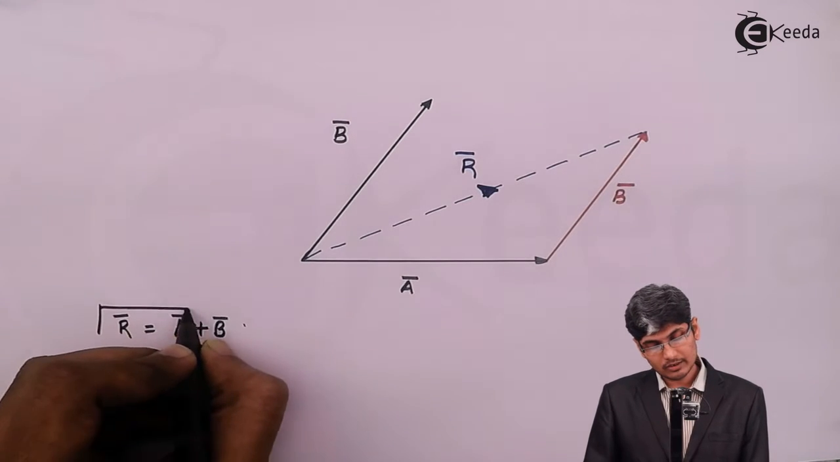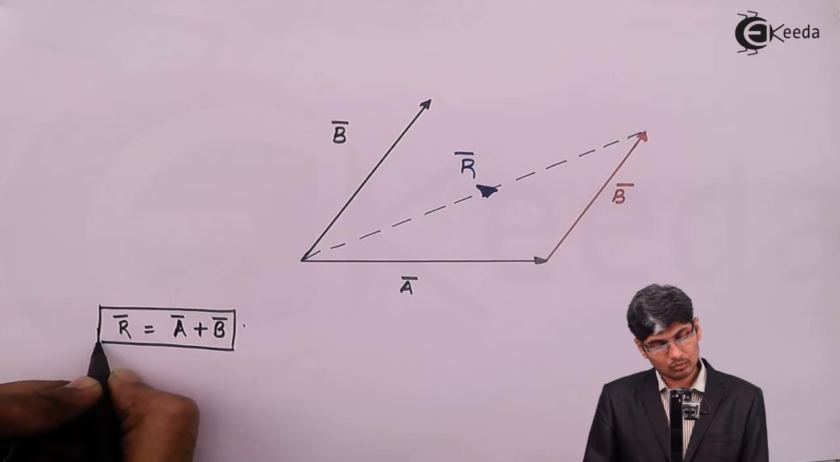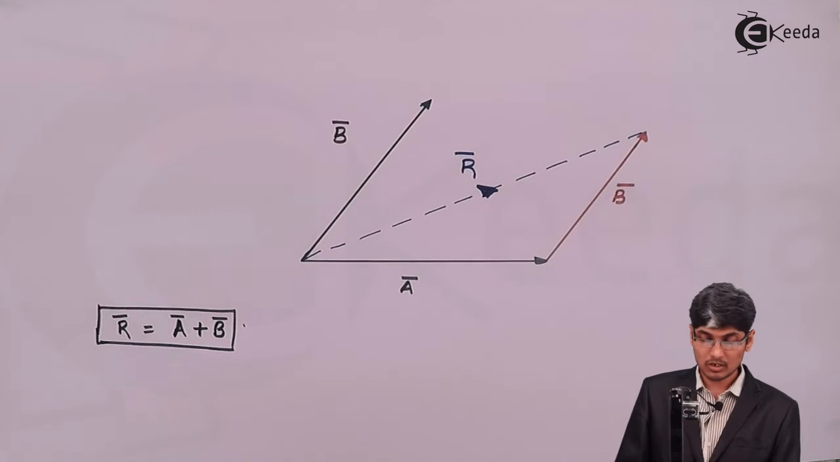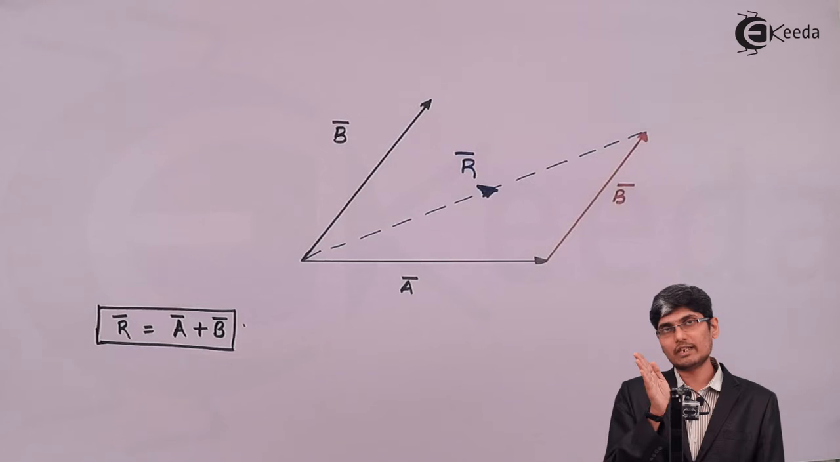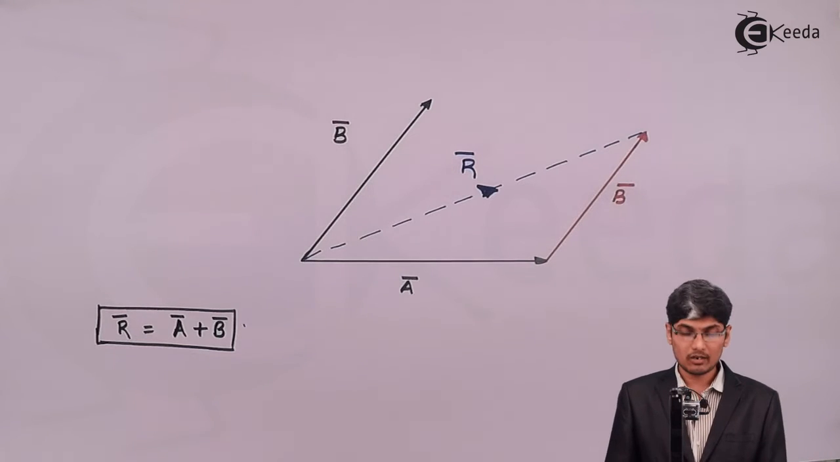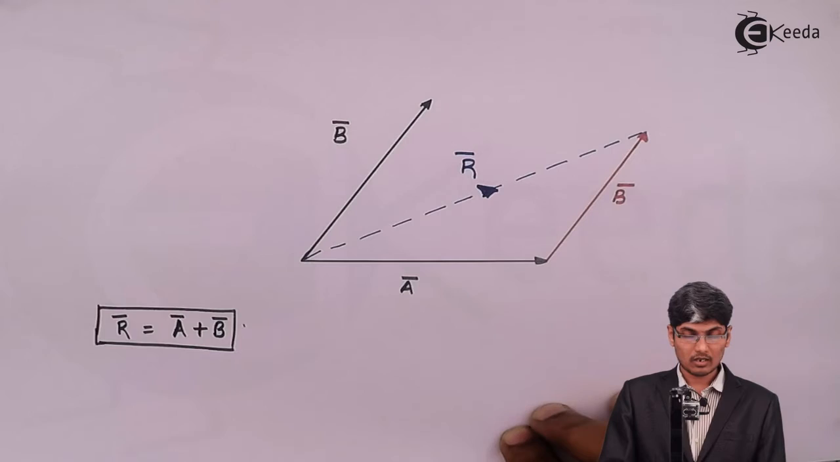Okay, so in this we used the drag principle on a vector. We dragged it up to the head of the next vector. Then we have joined the tail to the head of the two vectors.